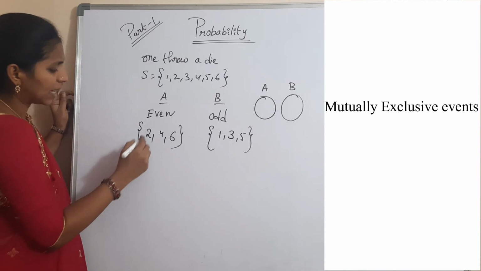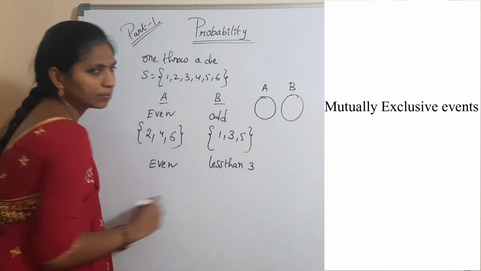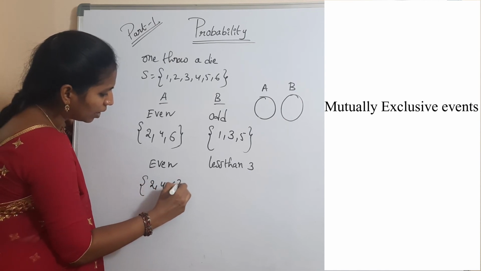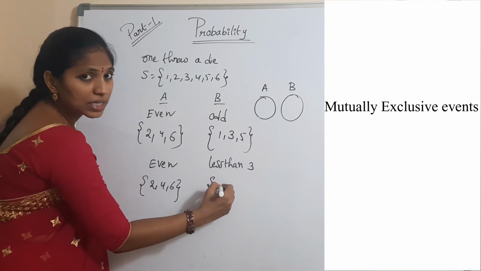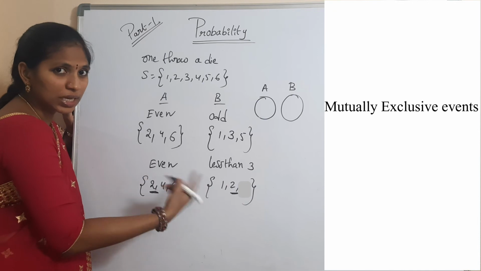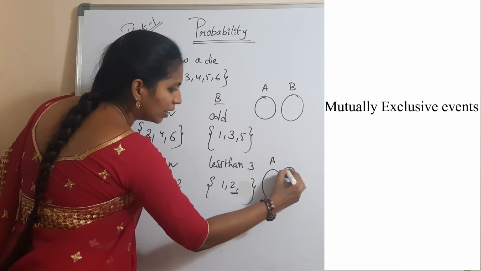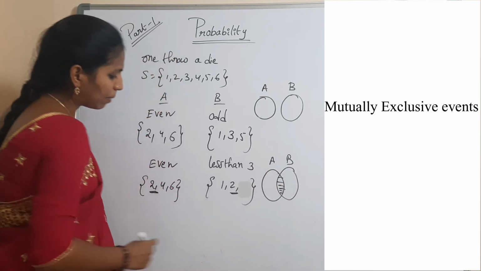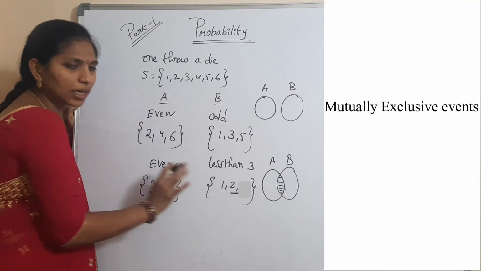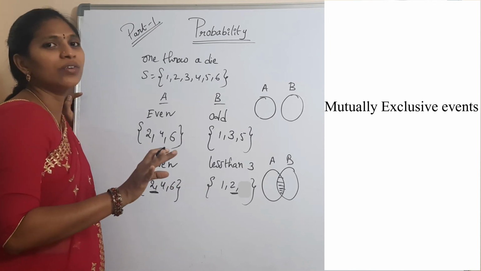Suppose we take another example. This is even, and here take less than 3. So even means the same set, 2, 4, 6. Here less than 3, numbers less than 3 means 1, 2. See here, there is a common number in these two sets. So there is an intersection part. Here this is A and this is B. There is an intersection part because there is number 2 in this set and in this set also. So these two events are not mutually exclusive events.